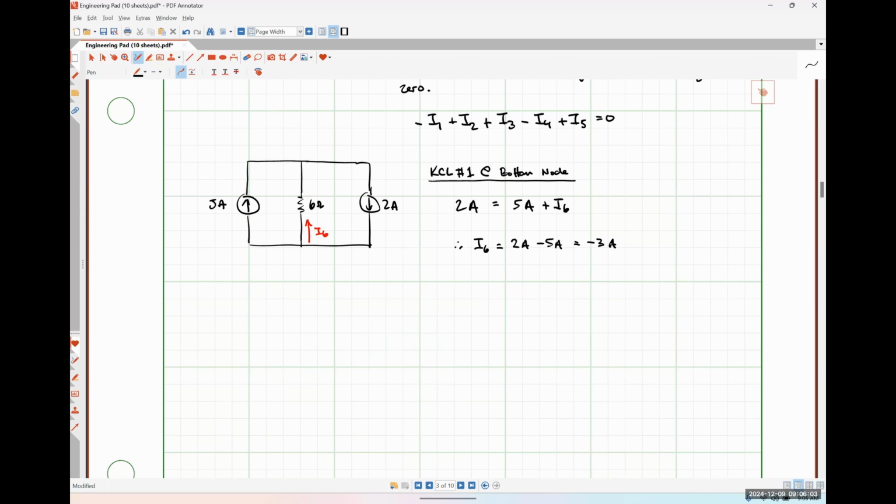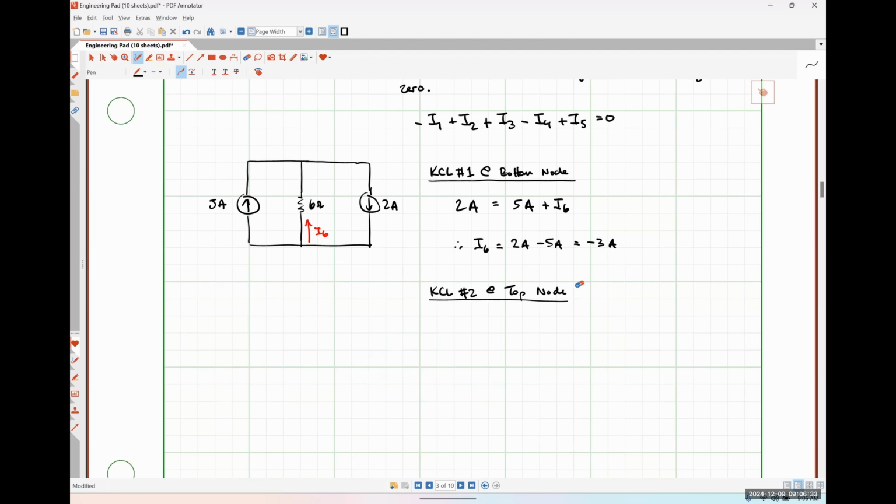Just for fun, let's do a different formulation of KCL at the top node and make sure that it gives us the same result. So 2 or 3? 2. All right. So KCL number 2 at the top node, okay? So KCL number 2 tells us that currents that are entering the top node should get a positive sign, and currents that are exiting the top node should get a minus sign.